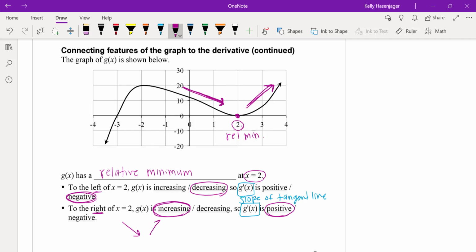So a recap, we went down, then we went up. So we still changed directions, but the order matters. This time we went down first, then up, and that gave us a minimum value.